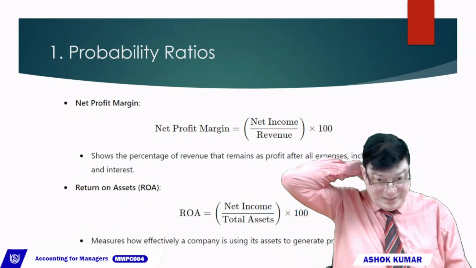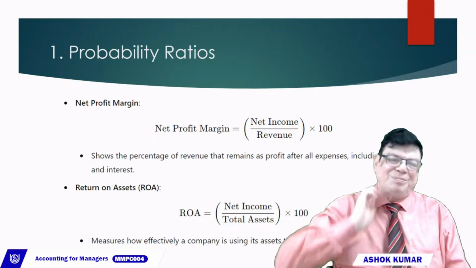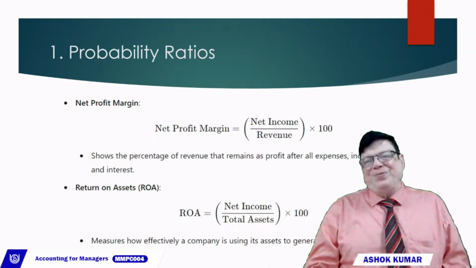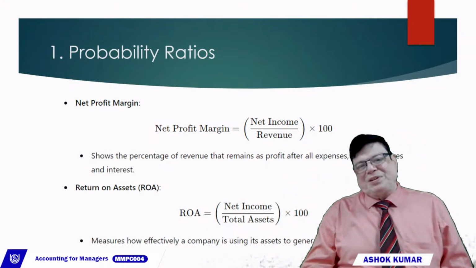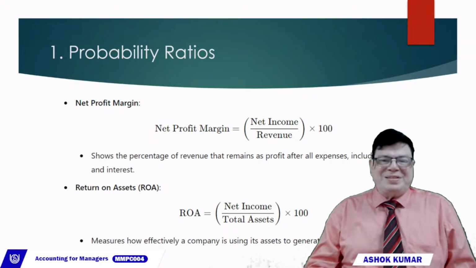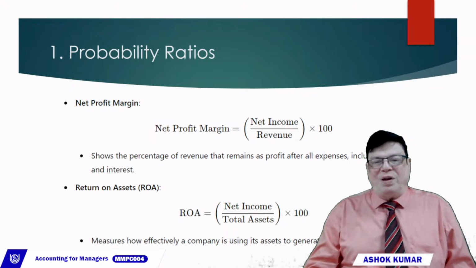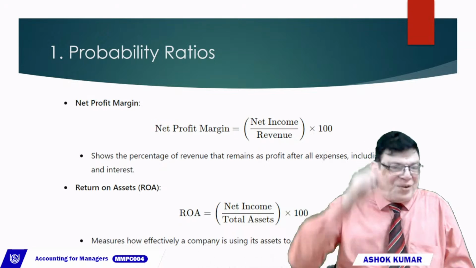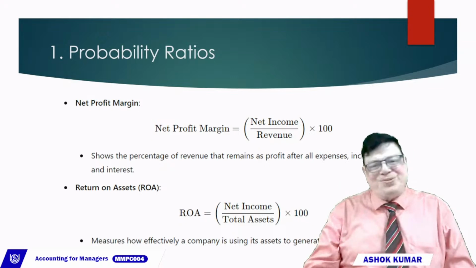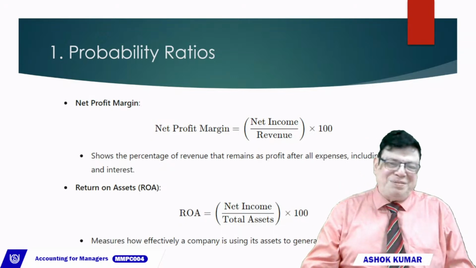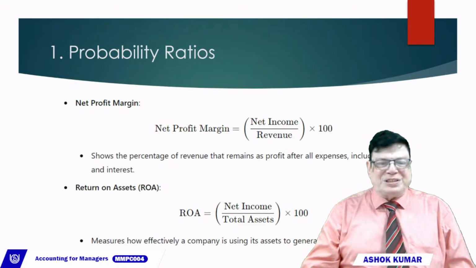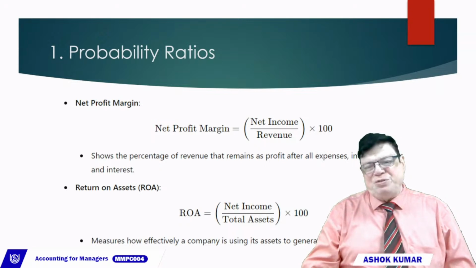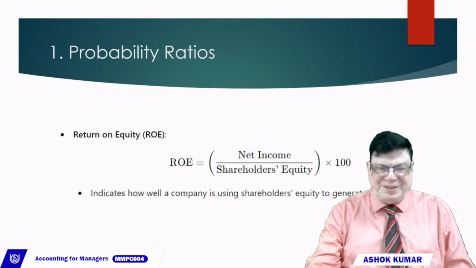Net profit margin. Net profit margin is equal to net income divided by revenue into 100. It shows the percentage of revenue that remains as profit after all expenses, including taxes and interest. Return on assets, ROA. ROA is equal to net income divided by total assets multiplied by 100. It measures how effectively a company is using its assets to generate profit.